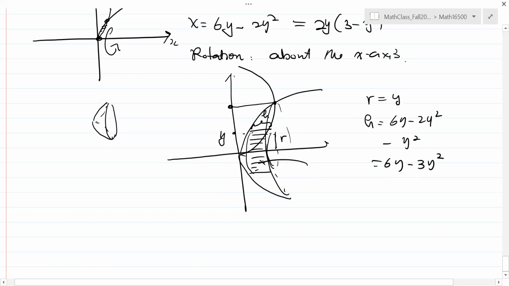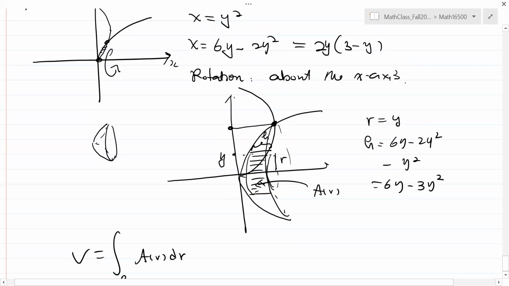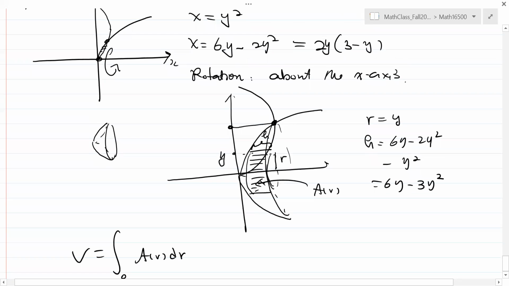And the area will be 2 pi r h. So the volume is going to be the integral of 2 pi r h dr. But what is r? The smallest value for r is 0. The largest positive value of r is the intersection point. I have to find out the highest value for it. I don't know how many intersection points we're going to get.